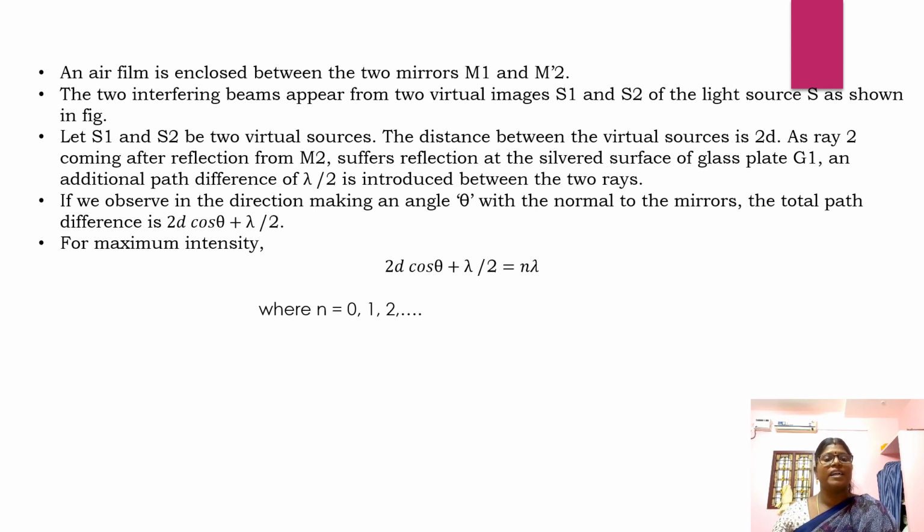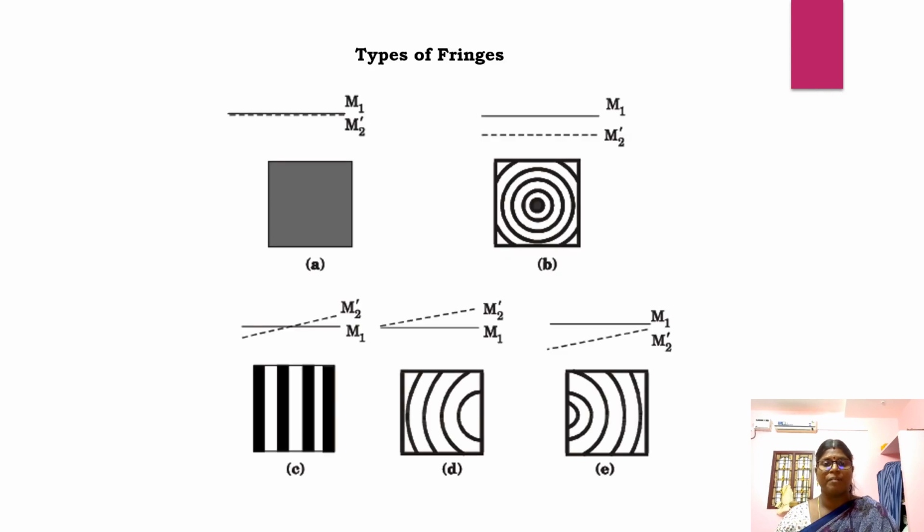If we observe in the direction making an angle theta with the normal to the mirrors, the total path difference is written as 2d cos theta plus lambda by 2. For getting the maximum intensity in the interference process, 2d cos theta plus lambda by 2 is equal to n lambda, where n is equal to 0, 1, 2, etc. So this is the condition for maximum intensity.